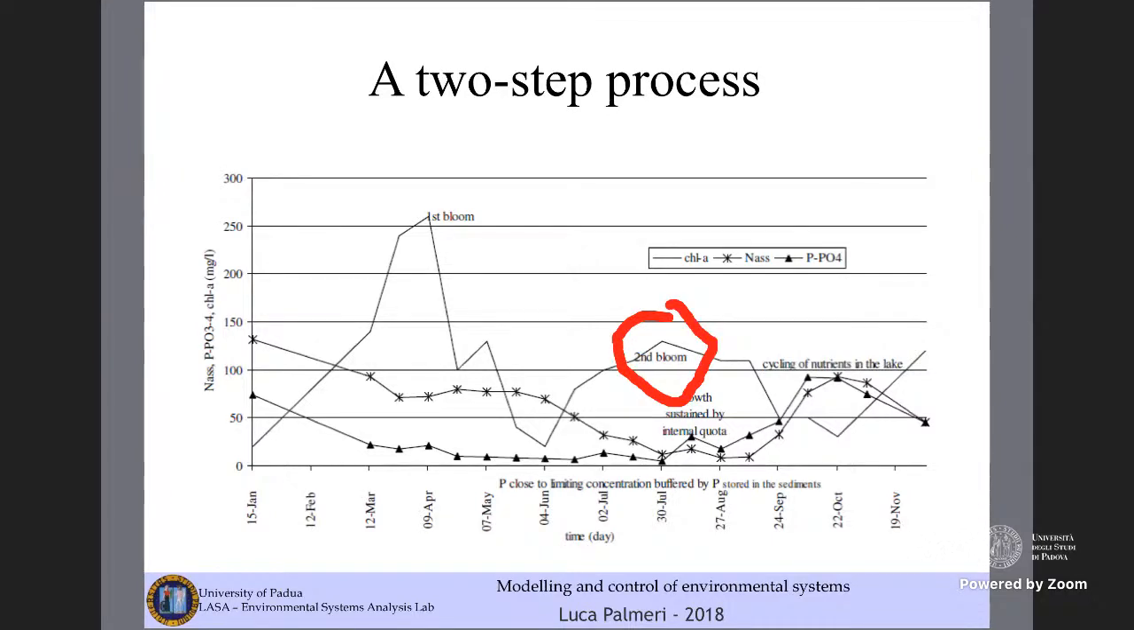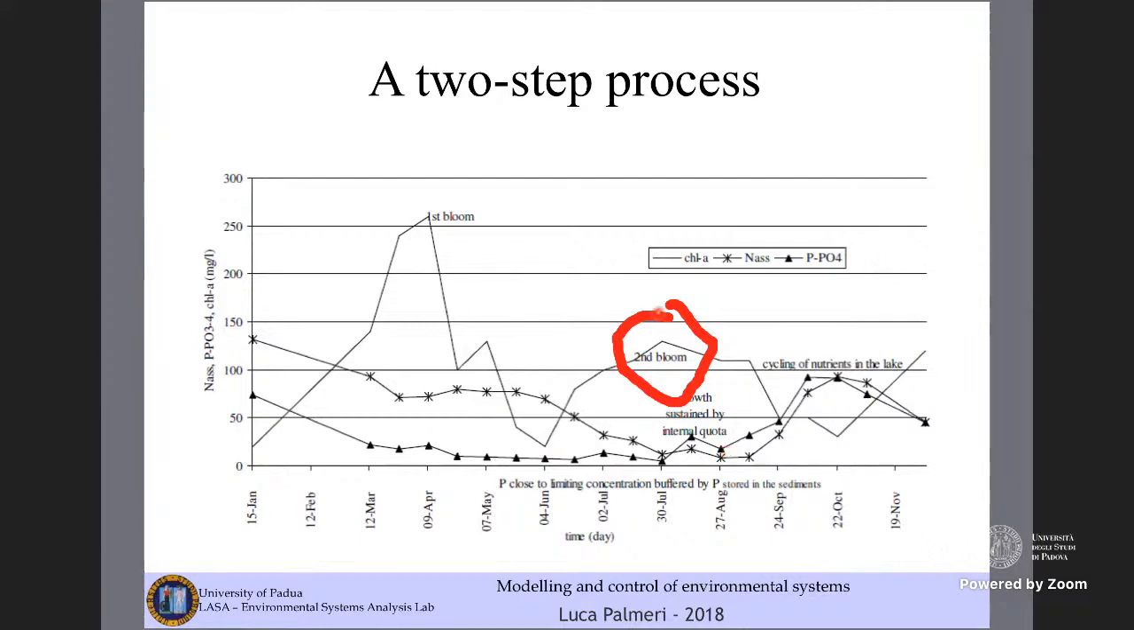So, I recall to you, these are experimental data referring to a lake. By looking at this data, we see a first algal bloom in spring. This first algal bloom increases the number of algae. The algae start consuming nutrients like nitrogen and phosphorus. So we have a strong depletion of nutrients.